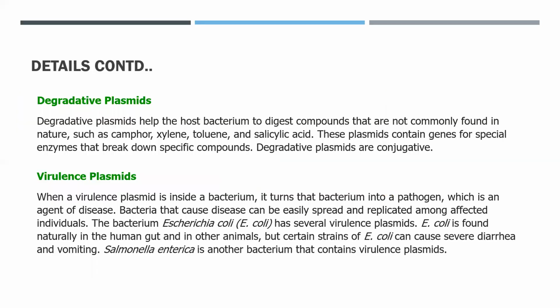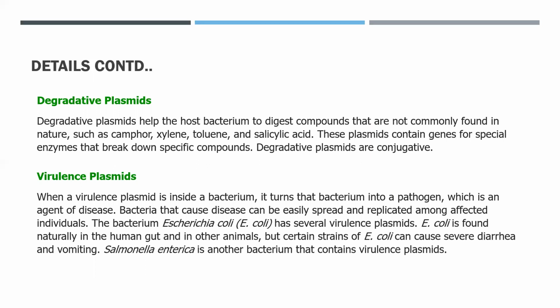Next one is the degradative plasmid. Degradative plasmids help the host bacterium to digest compounds such as camphor, xylene, toluene, and salicylic acid. This is the degradative plasmid. Degradative plasmids are conjugative plasmids.